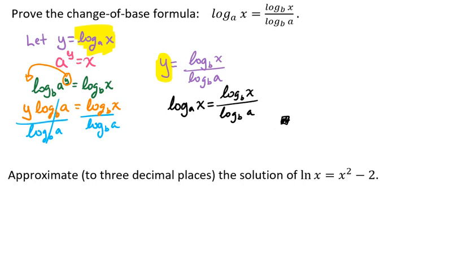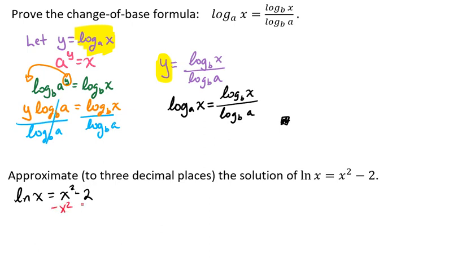Now, let's do a quick approximation of a logarithmic equation. If I have the natural log of x equals x squared minus 2, and I'm evaluating that, I'm going to need to use my calculator. But in order to do that, I need everything on the same side. So we're going to take our natural log of x, which is set equal to x squared minus 2, and we're going to subtract our x squared and subtract our 2 from both sides, which is going to give us negative x squared minus 2 plus the natural log of x.